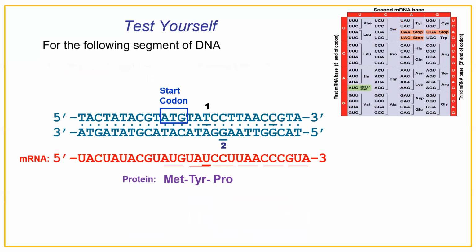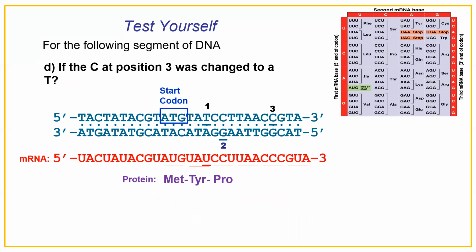All right, I think there was one more. It was asking D, what if the C at position 3 was changed to a T? Okay, so this is not meant to be a trick question, but it's not as easy as it looks. So let's just go back here and take a look.